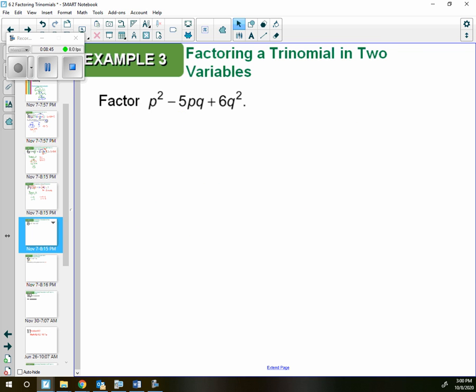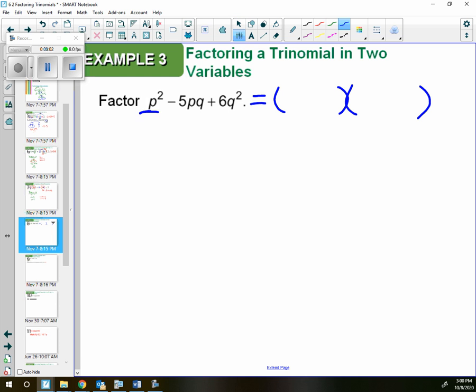All right, so now we're going to bring in what if there's more than one variable. This really stresses people out, but the process is exactly the same. We're going to try to figure out if we can break it down into two binomials. If there's two variables, it just means you have variables in each position. So let's see if we can sort out what that means.